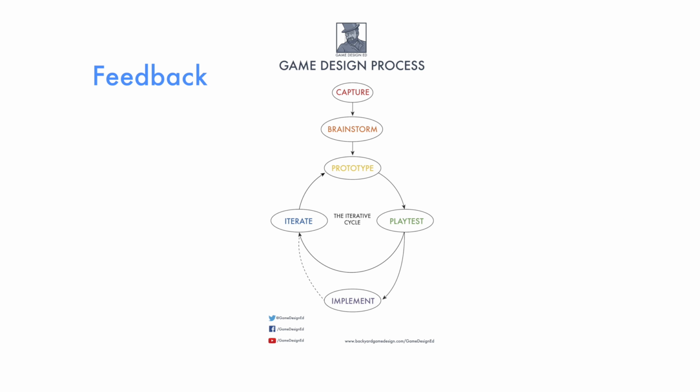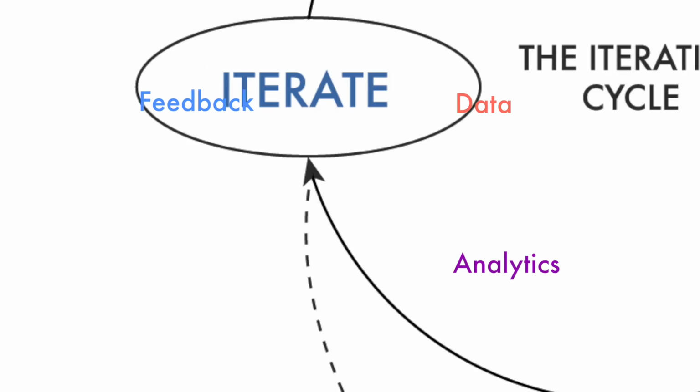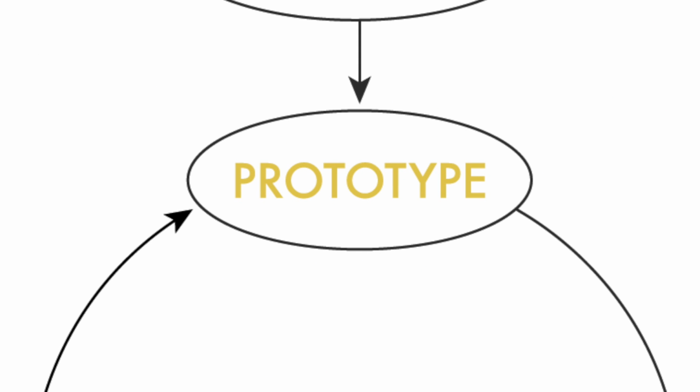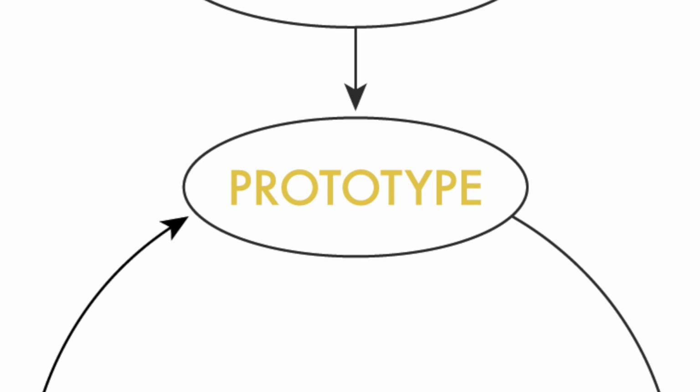You've received some feedback, data, and analytics from playtesting your prototype. Now you need to integrate some of this feedback and update your prototypes. This is the iteration stage of the design process. What can be changed? What should be changed? What sort of changes will you make and test? This brings us back to the prototype stage, where you build another prototype that improves upon your previous prototypes based on the feedback you've received in playtesting.